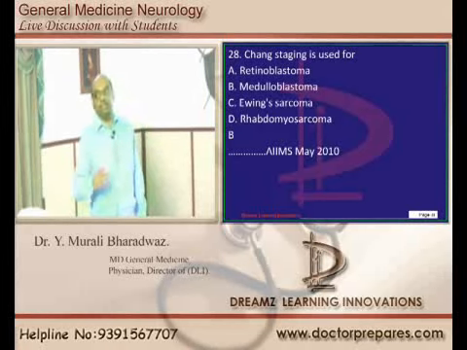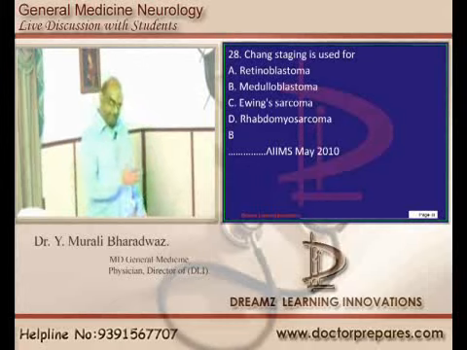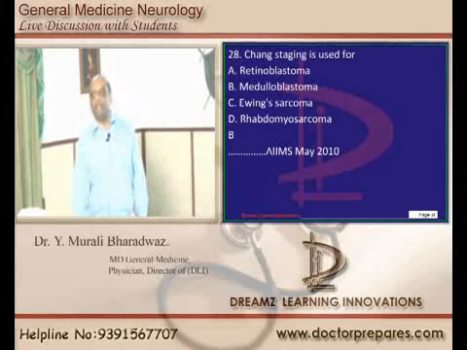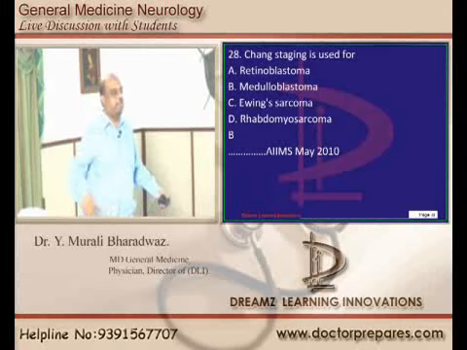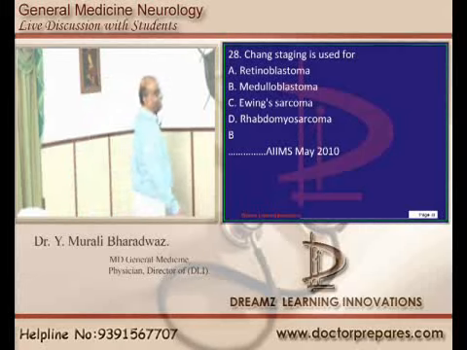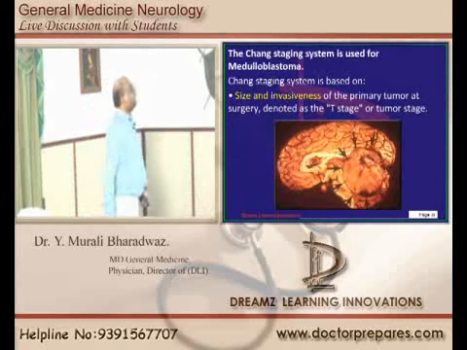Those things you should read with passion. And renal tubular acidosis also you should read with passion. That is important. There should not be any hatred or too much attachment and love for anything. Typical Bhagavad Gita. Now comes the Chang staging system.